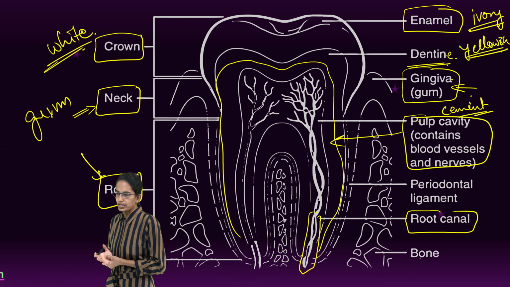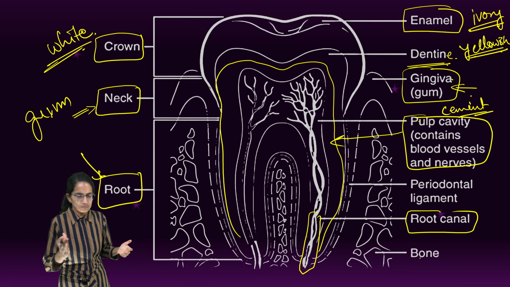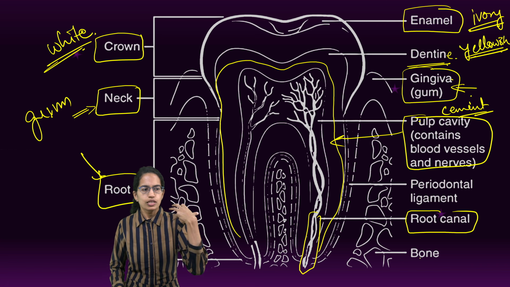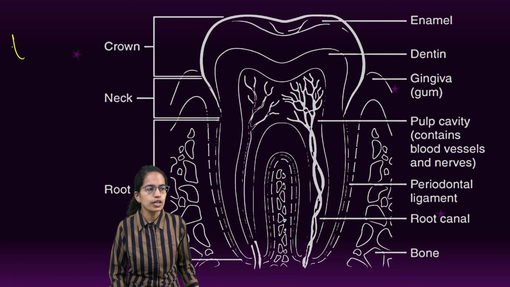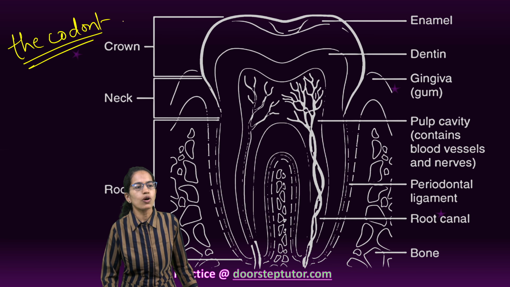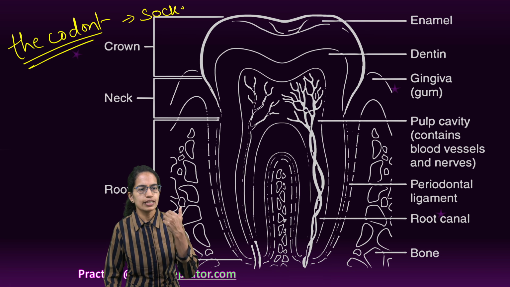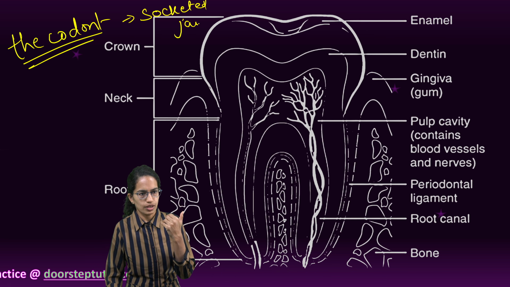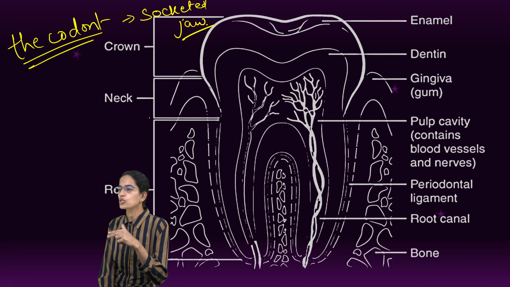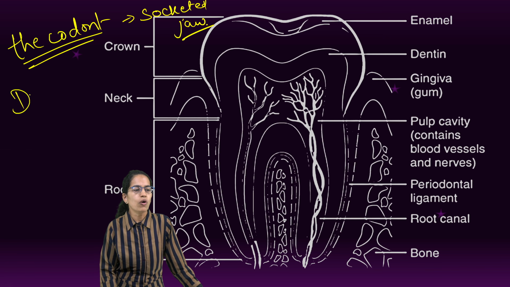Now some important discussions. When the teeth are socketed in the jawbone, these kinds of teeth are known as what? They are called thecodont. Thecodont because they are socketed in the jaw. The next is our teeth are unique. Why? Because they come twice in the lifetime. So we call it diphyodont.